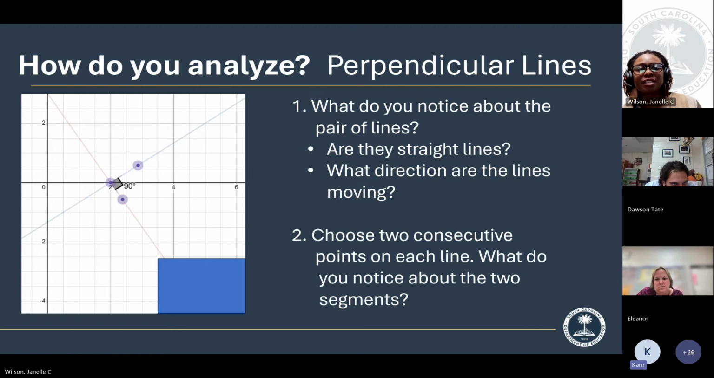This is going to be the legs of your right angle triangle. Yes, we have your two legs of a right angle triangle. Exactly. The rise of one becomes the run of the other. Very good.